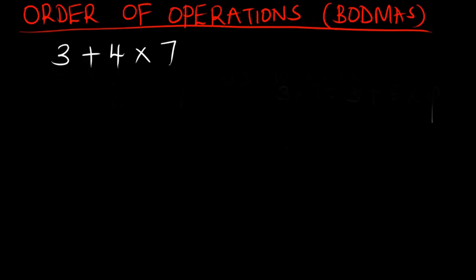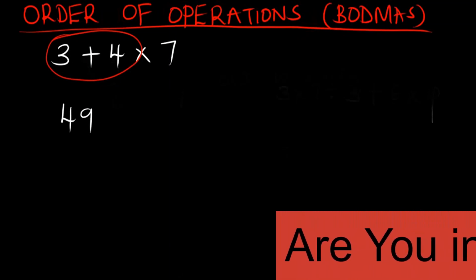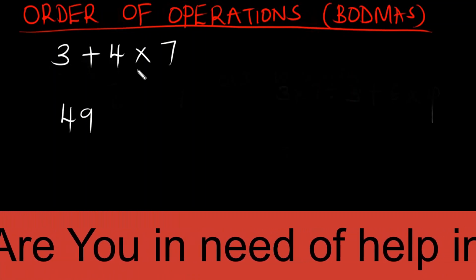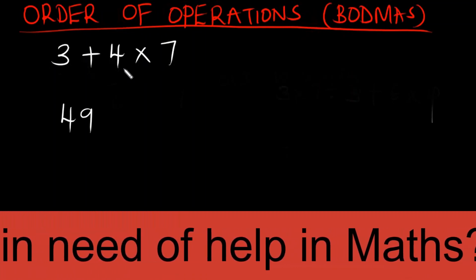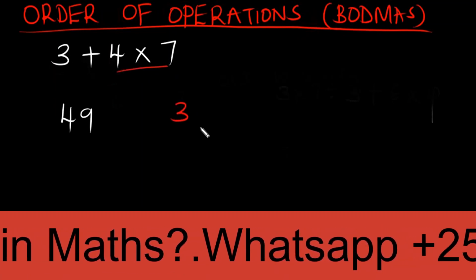Now, if we have two people working on this problem and one person decides to do it this way, so 3 plus 4 is equal to 7, and then 7 times 7 is equal to 49. So that person decides to start with 3 plus 4 and then multiply the answer by 7, and then another person decides to do it this way. First multiply 4 by 7 to get 28, and then add 3 to get 31.